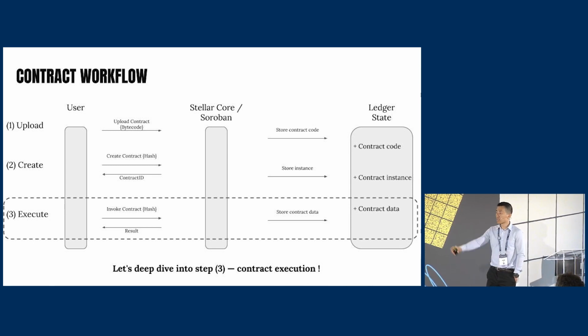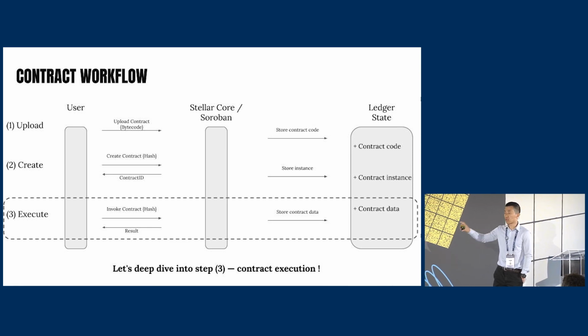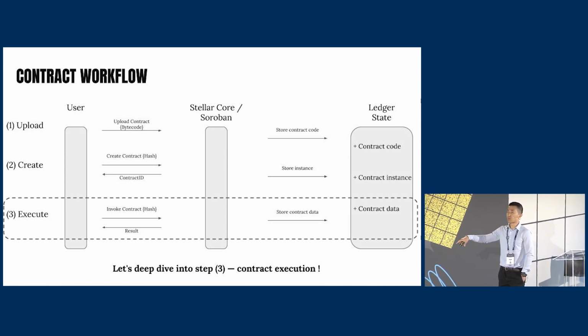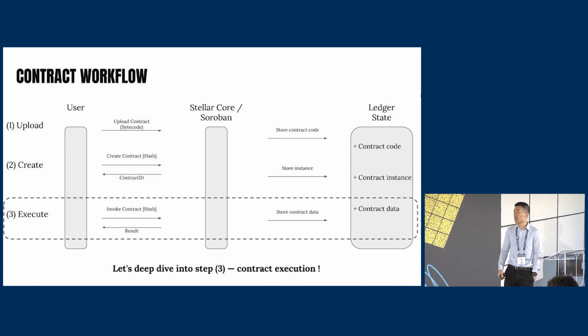So we're only going to cover the third part, which is the execution, assuming the prerequisites have already been fulfilled, and these code instance and contract data already exists on chain. So now let's dive into it.